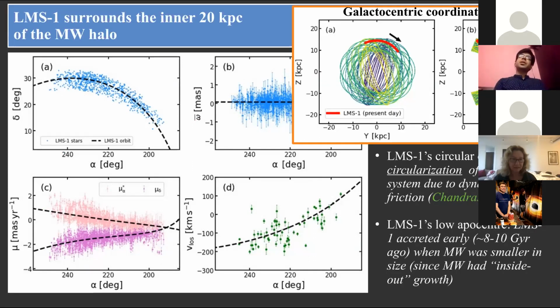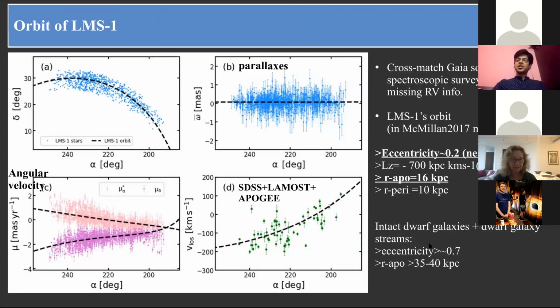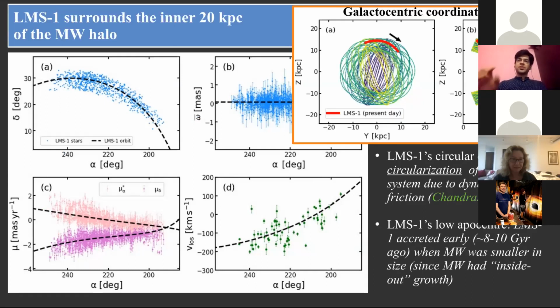And we can then attempt to understand what could be causing such strange and intriguing orbital properties of LMS1. One idea is that maybe LMS1's orbit got circularized, which is possible if the parent galaxy of LMS1 was very massive and underwent dynamical friction, and the dynamical friction circularized the orbit of LMS1. The reason for its low apocenter could be that if LMS1 accreted very early in time, about 8 to 10 gigayears ago, then it would naturally be confined to the very central regions of the Milky Way.